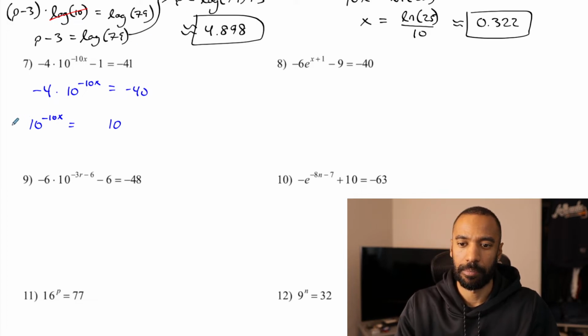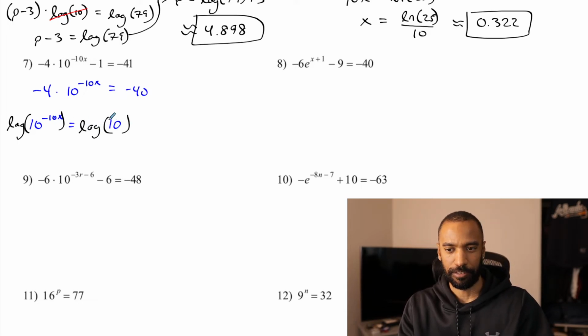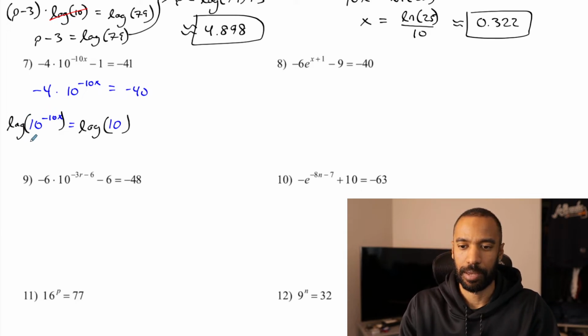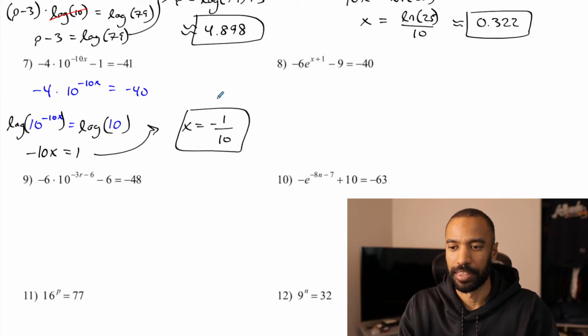So let's go ahead and log both sides there. Now, the log of 10 is 1, and I'm mentioning it over here, but even on this side as well. I don't need to use my calculator for that. The log of 10 is 1. This, I'm just left with negative 10x. So negative 10x is 1. Divide both sides by negative 10. Excuse me, you get x is negative 1/10.